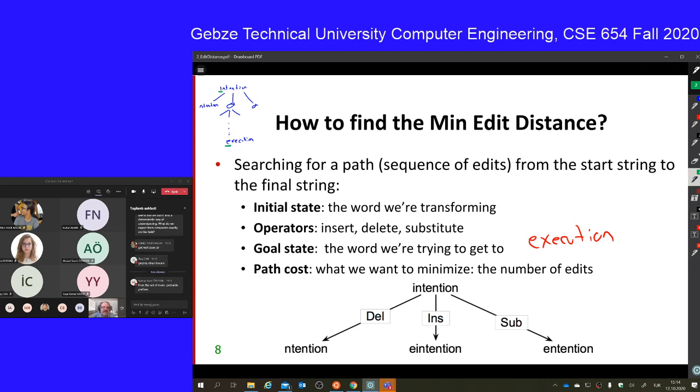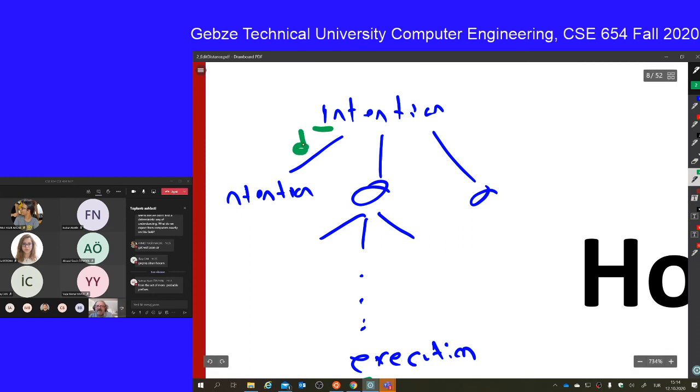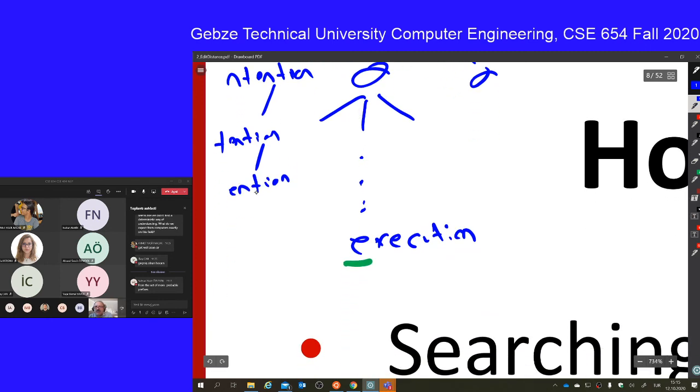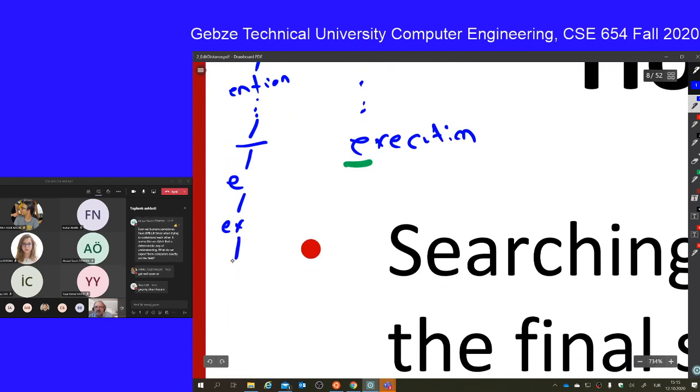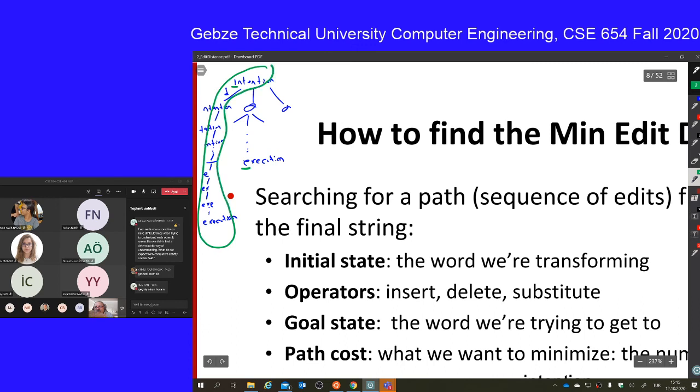Here is a solution for you. Intention, I make it delete, and it became this. Another delete. Tension. Another delete. Tension. And it goes all the way. I deleted everything. I don't have anything now. Empty. Now I start inserting. E. Another insert. X. Another insert. Until I get execution. So this path here found me the solution, right? I have a path from intention to execution. And the length of that path is, how much was it, 18? 18 steps. How do I know that this is the shortest path?